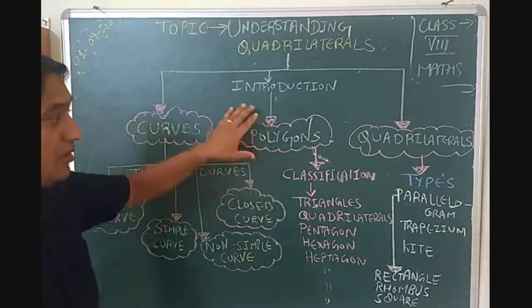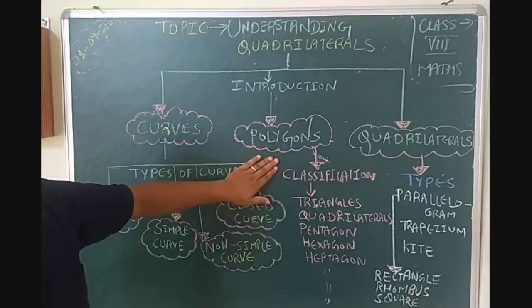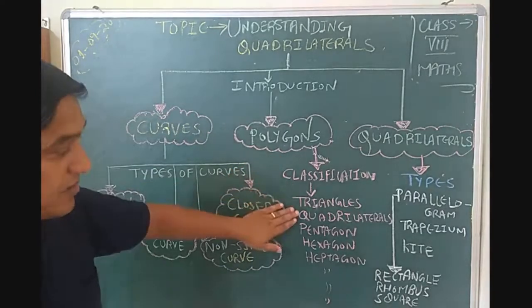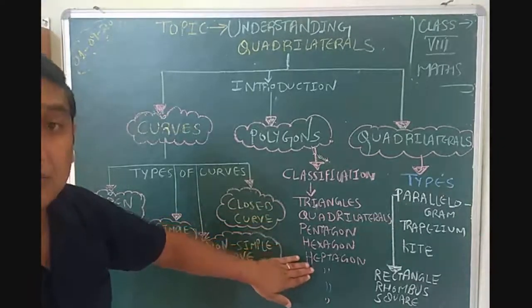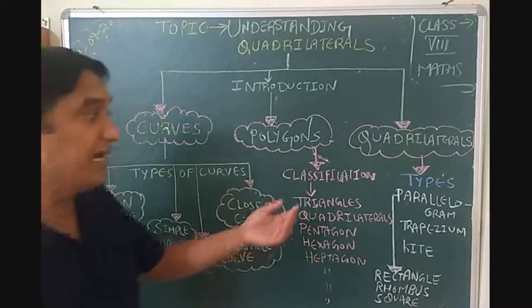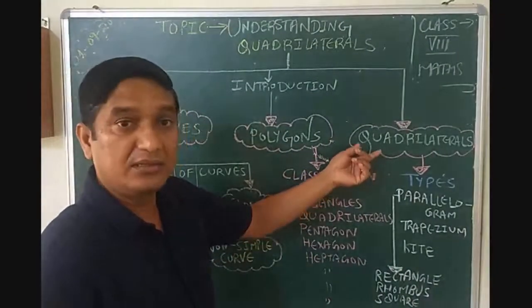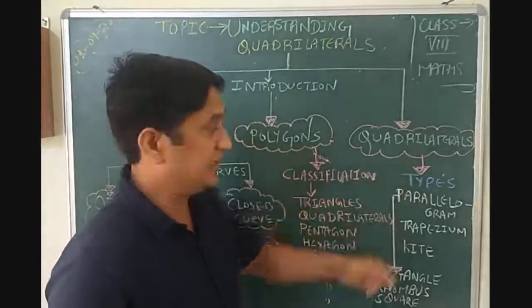Then we have to learn about polygons and the classification of polygons. In the classification of polygons we have learned about triangles, quadrilaterals, pentagon, hexagon, heptagon, octagon, and so on. Then after this we have to learn the quadrilaterals, and in quadrilaterals we have to learn their types and properties.